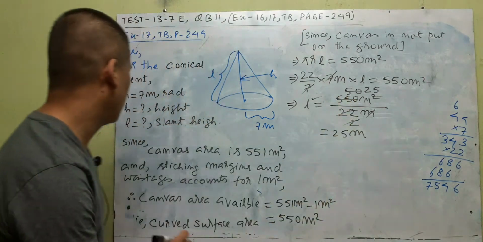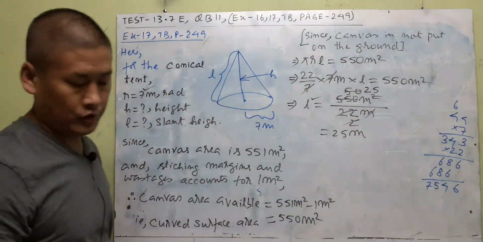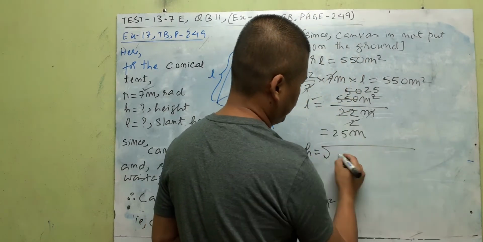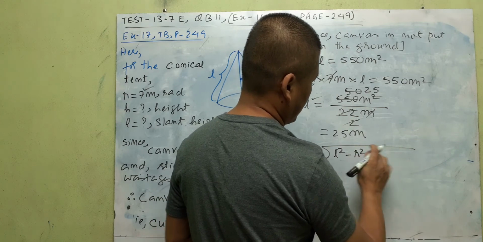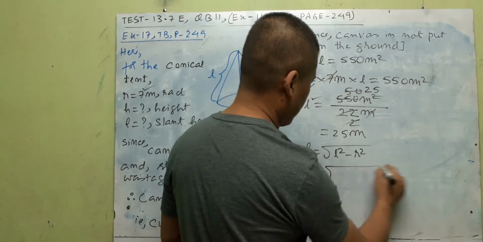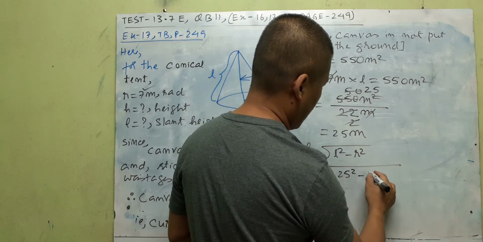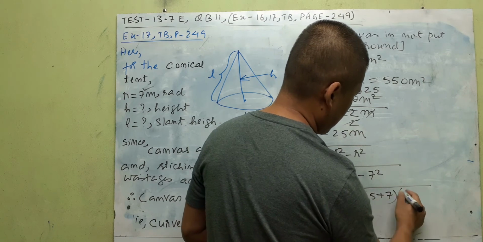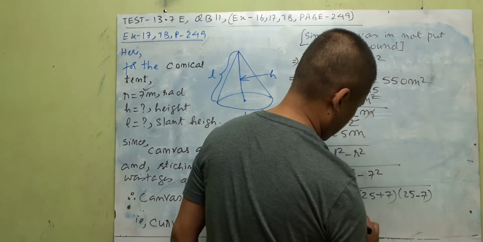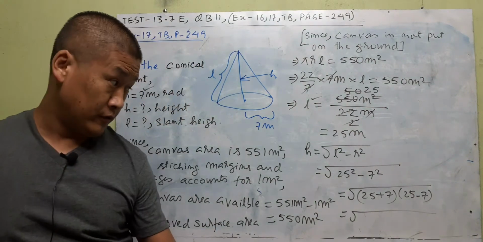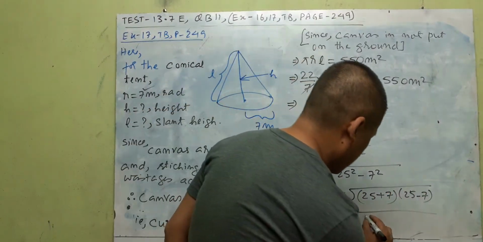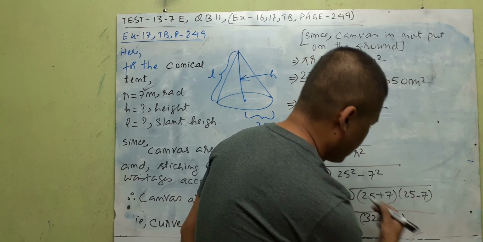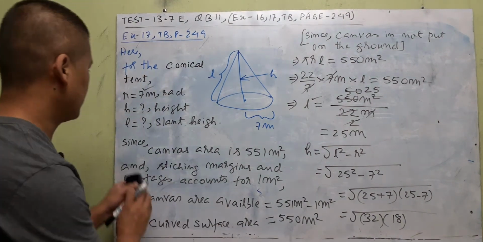We have L, we have R, which means we can easily find H. We need that for volume, right? So let us do that. H will be equal to root over L square minus R square. So we can put root over L is 25 just now, R is 7 square, so there will be root over A plus B into A minus B. We know this. So root over, a matter of just adding up, 25 plus 7 is 32, 25 minus 7 is 18, right? So we can just prime factorize it.